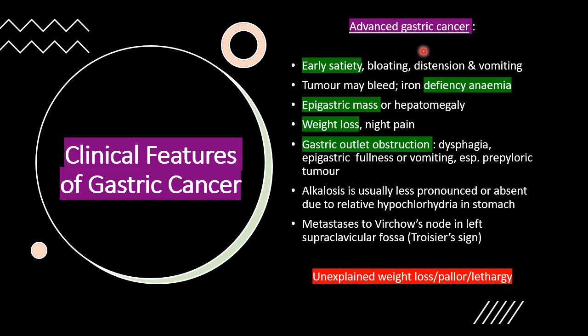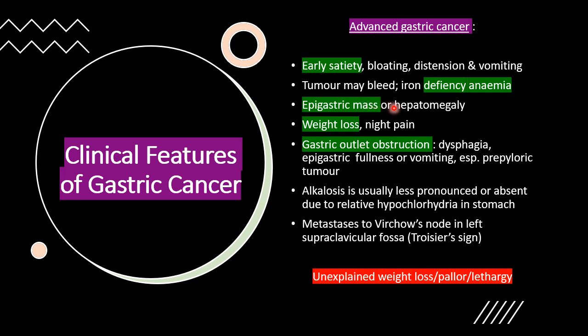As for advanced gastric cancer, the clinical features are much more direct. Early satiety, bloating, distension, and vomiting. This early satiety is a very significant symptom in these patients. So elderly patients coming with bloating and early satiety, we must always try to arrange a scope for them. The tumor may bleed, and that causes iron deficiency anemia. It's another common symptom. Symptoms of anemia: pallor, breathlessness, and feeling tired.